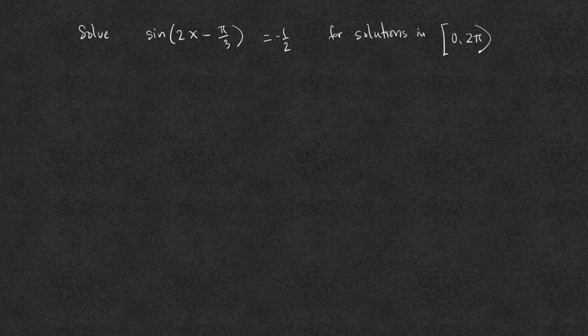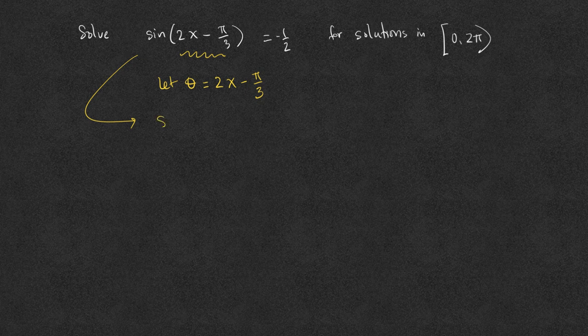Solve the equation sine of 2x minus pi over 3 equals negative 1/2. The angle inside of sine is 2x minus pi over 3. This looks a bit complicated as an equation because of 2x minus pi over 3. Usually we are used to sine of theta, and so to make it simple, we let theta be 2x minus pi over 3. This equation is now simply sine of theta equals negative 1/2.